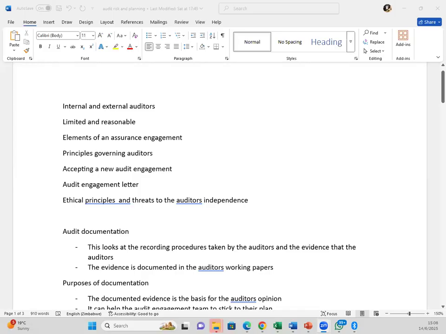So in our previous session, we did introduce audit risk. So let's start with a quick recap of what we were talking about in the last session.